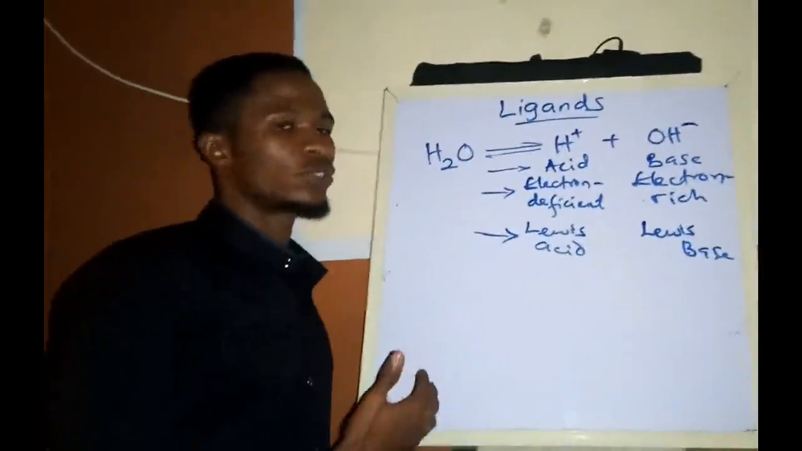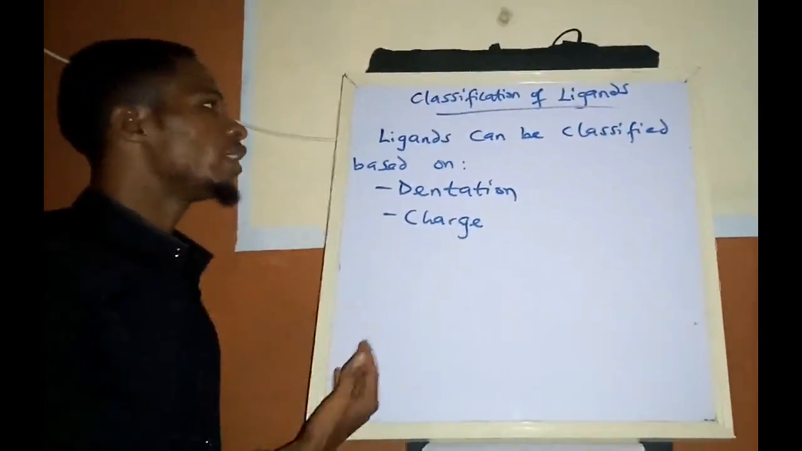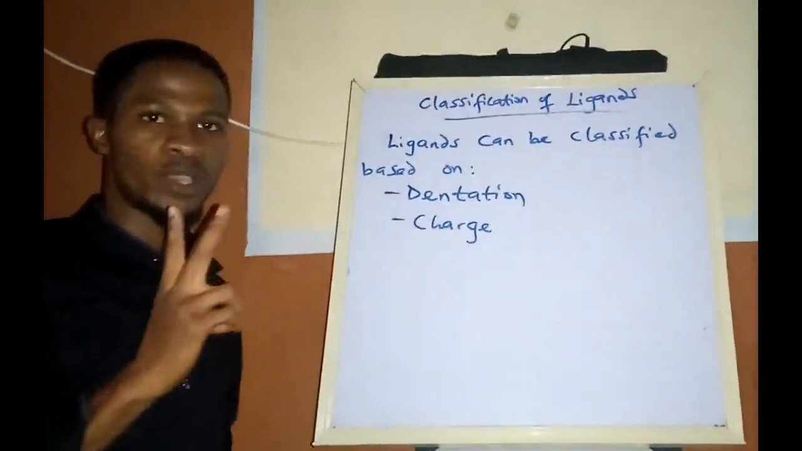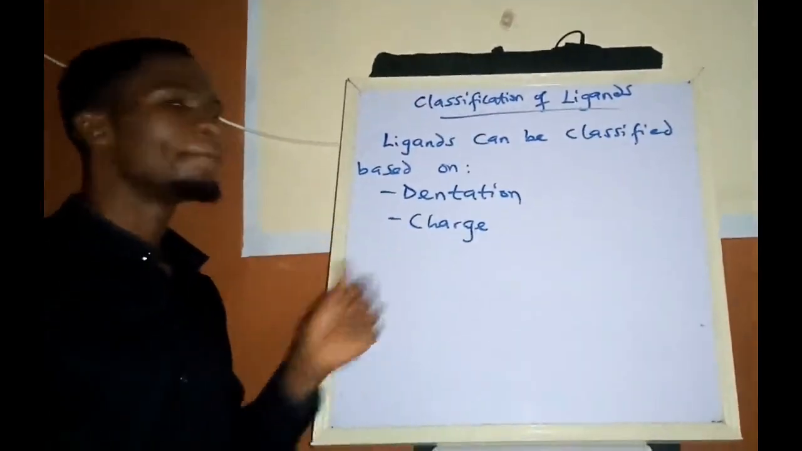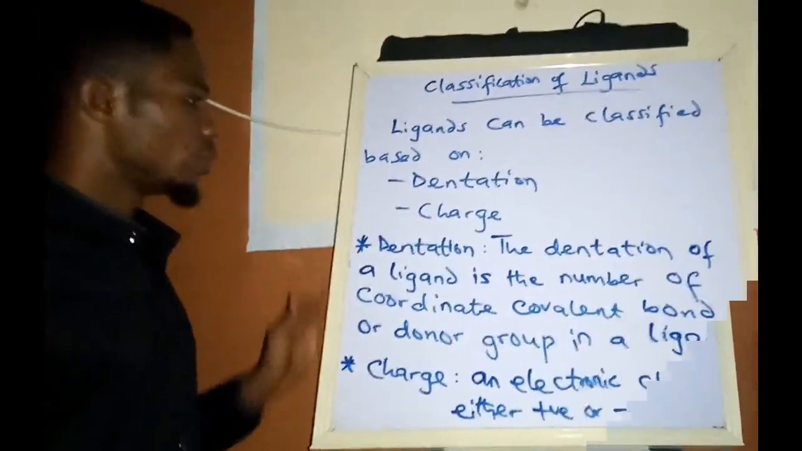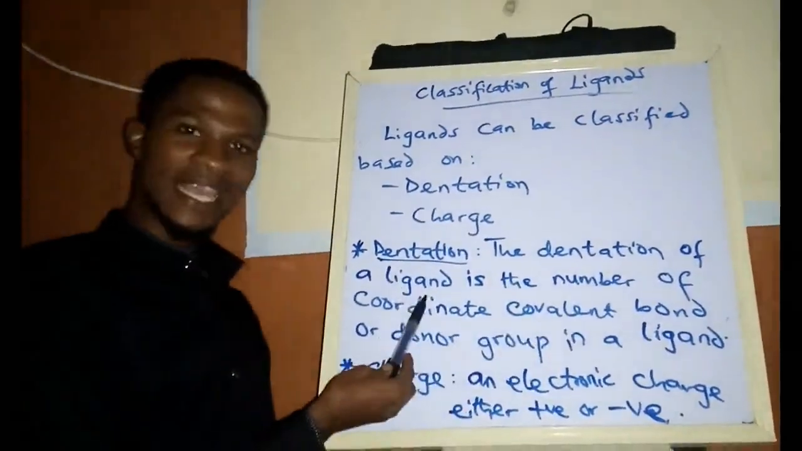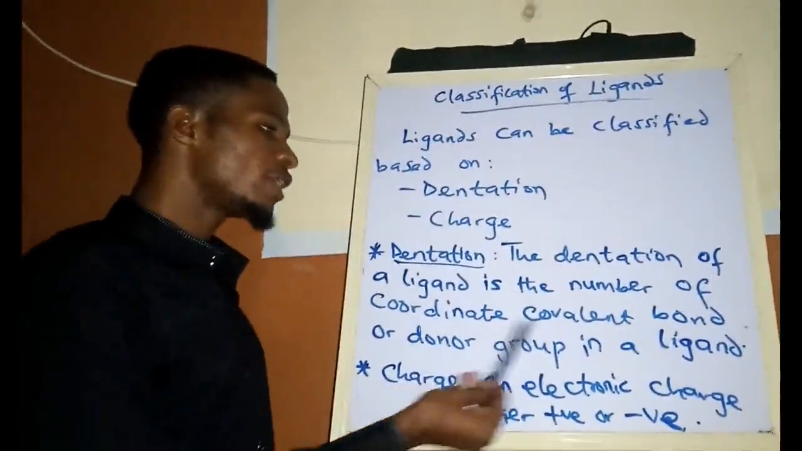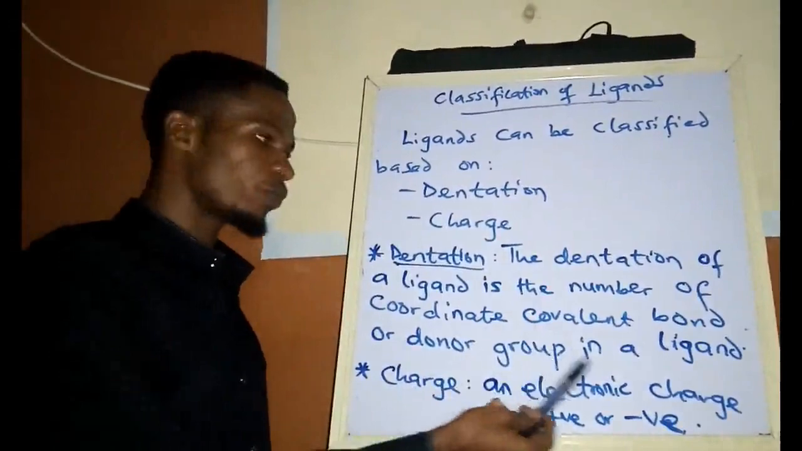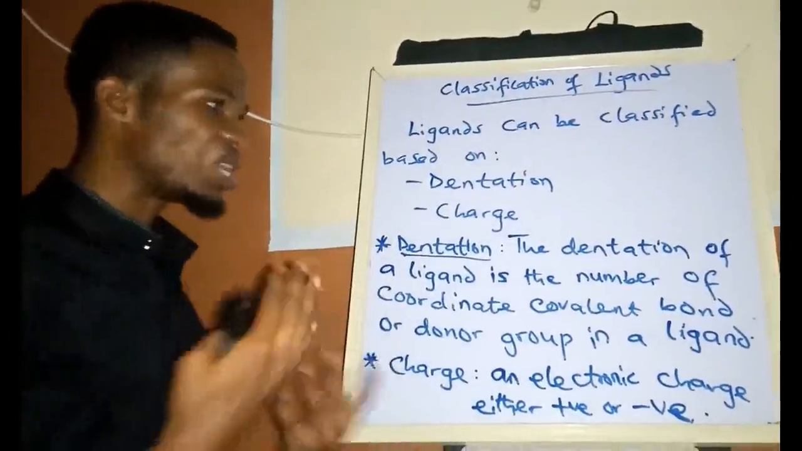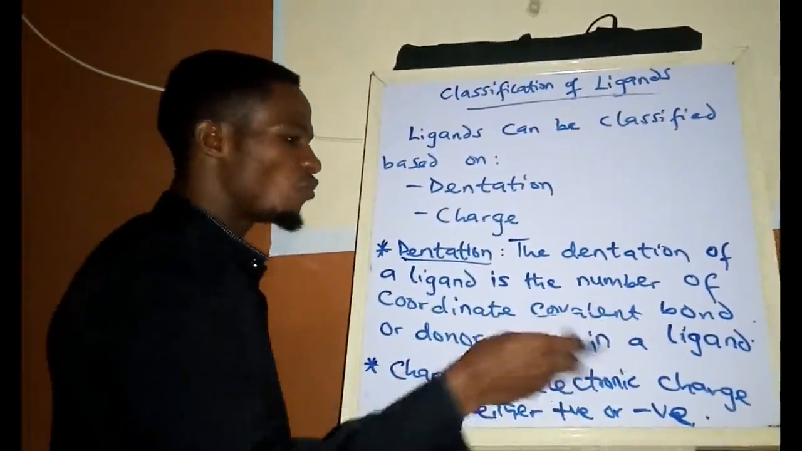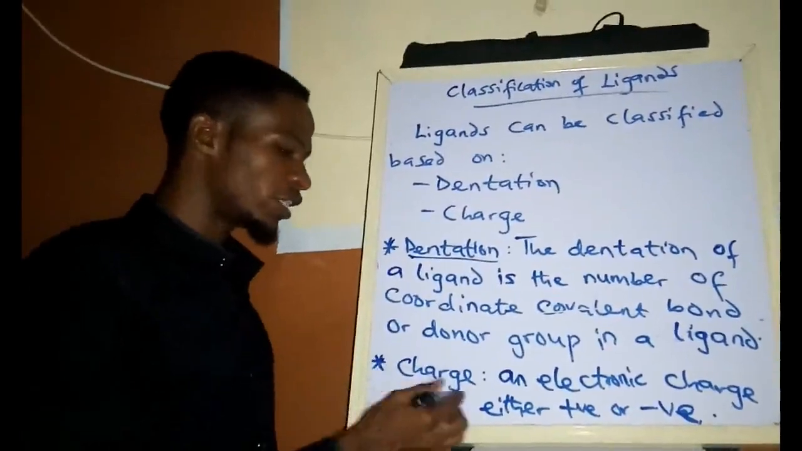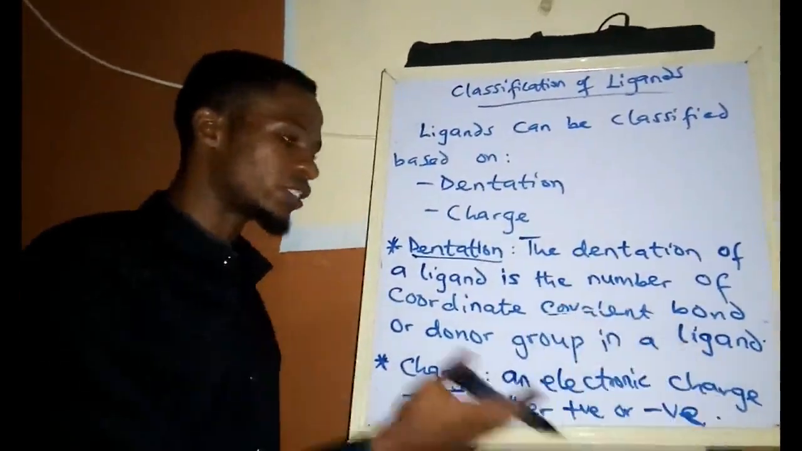Let's go to the next section: classification of ligands. Ligands can be classified in 2 ways. The first one is based on dentation, while the other is based on charge. The dentation of a ligand is the number of coordinate covalent bonds or donor groups in a single ligand. As for charge, it is an electronic charge which may be positive or negative.